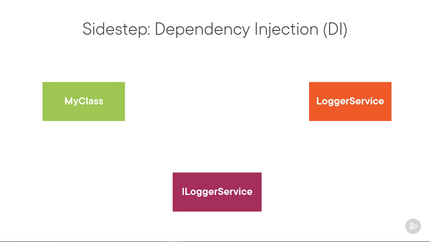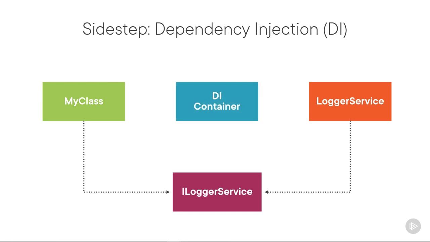As a small side note, let me explain dependency injection so that you have the required understanding of what DI, or dependency injection for short, is about. Dependency injection will help us to create more loosely coupled code. Imagine that we have a class, here my class, and it needs a logger service. Instead of instantiating the logger service directly in my class, which would create a hard dependency between the two, we bring in two things, an interface, ILoggerService, and a dependency injection container, so the DI container.